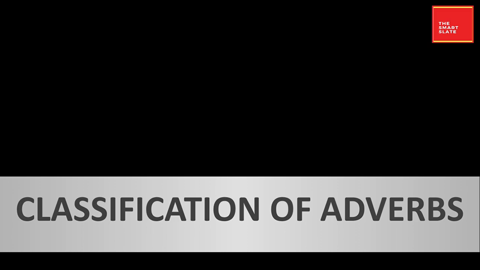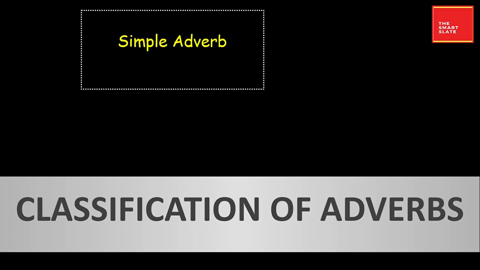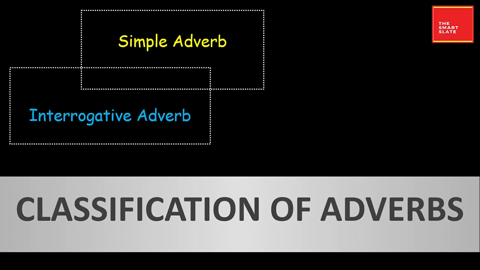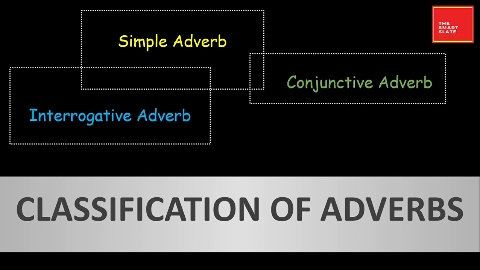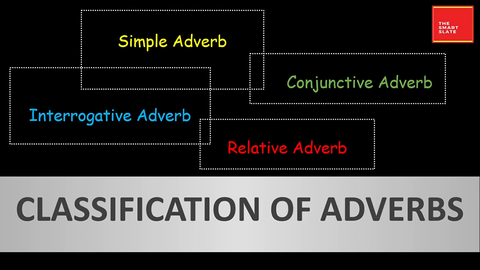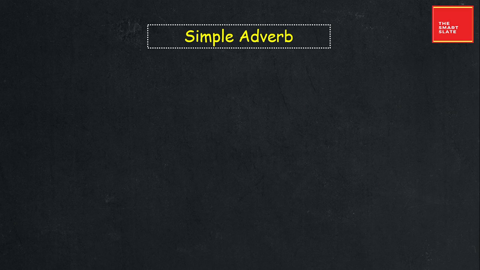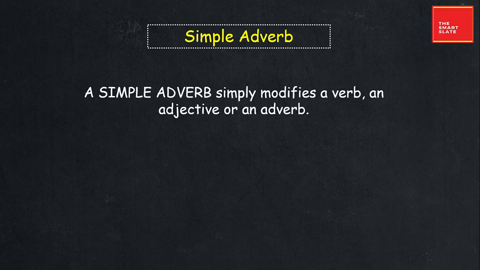Today we'll know more about classification of adverbs. Adverbs are basically classified under four: simple adverb, interrogative adverb, conjunctive adverb, and the last one is relative adverb. So first we'll know about simple adverb. Simple adverb is just a basic adverb, the basic meaning of an adverb. That means a word which simply modifies a verb, an adjective, or an adverb.